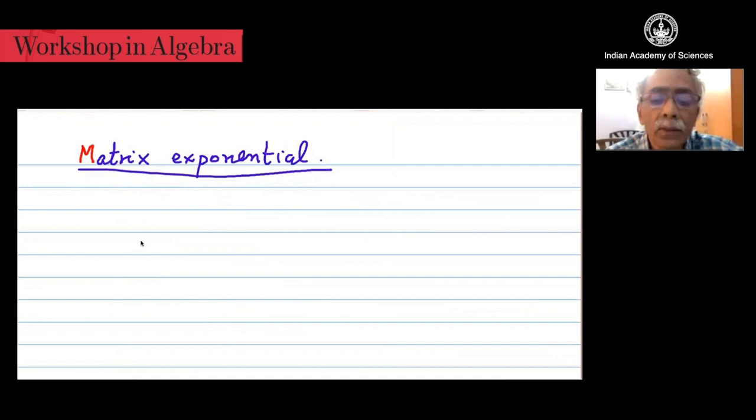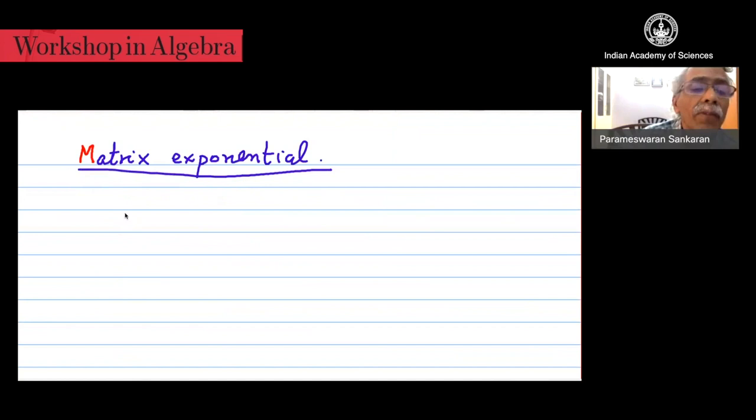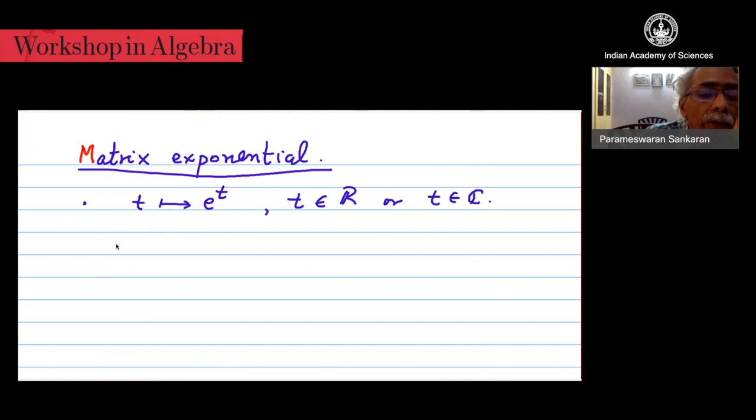So I'm going to talk on matrix exponentiation. We are all familiar with the exponential function, t goes to e power t, which has very nice properties. It's a very important function. This is for t a scalar, so t in real numbers or t in complex numbers. Okay, this we are familiar with. Now we want to generalize this to the context of matrices. My whole series of talks is going to be based on the following.